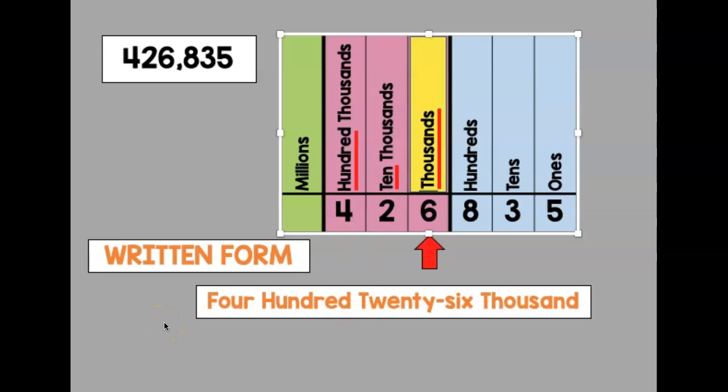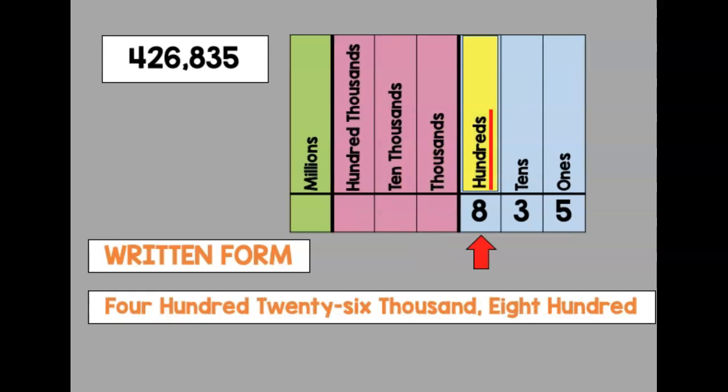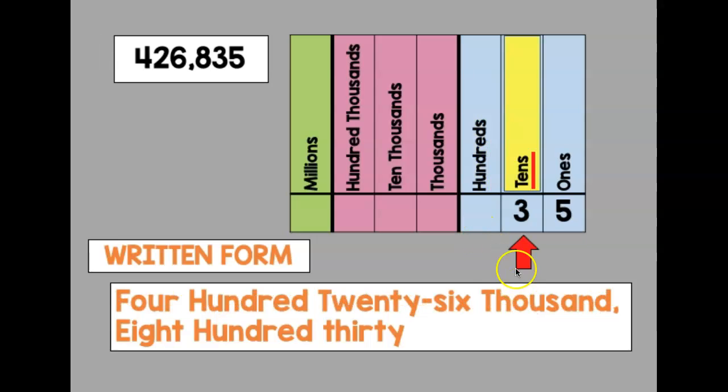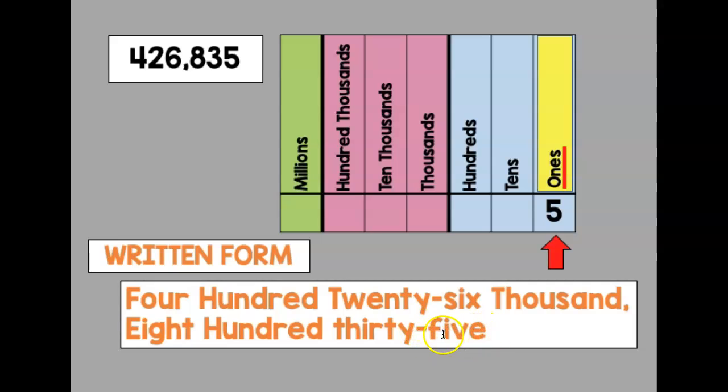Moving on to our next one. We have our hundreds. So in word form, we now have 426,000. We have 830, because it is in our tens column, it is 30. And our ones column, we have 5. So we would write this full number out as 426,835. If you have enough room to write it on one line, that is great. If not, go ahead and split it like I did here.